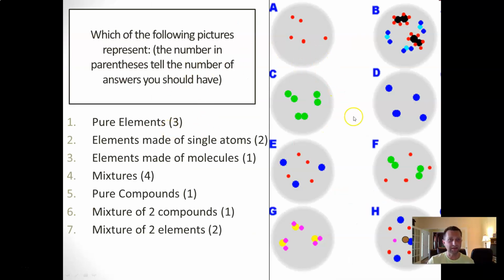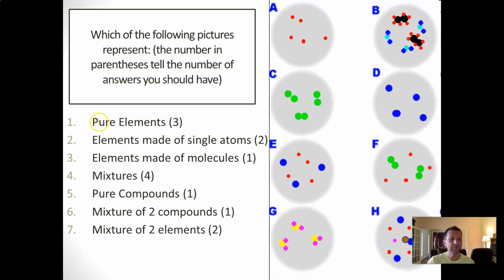You can take a look at this, and you can actually pause the video and try this, all right? For number 1, it says pure elements. There are 3 of them here. So you have A through H. 3 of those are pure elements. 2 of them are elements made up of single atoms, all right? And then you can go through the rest. So pause the video, give these a try. We'll go over them real quick and see how we did.